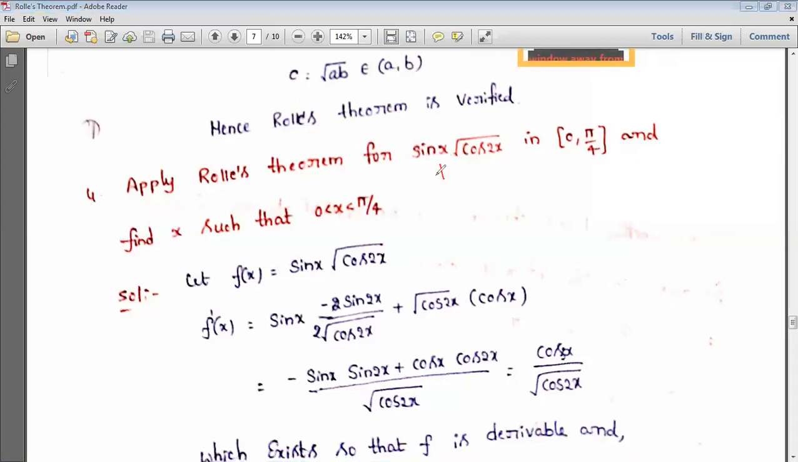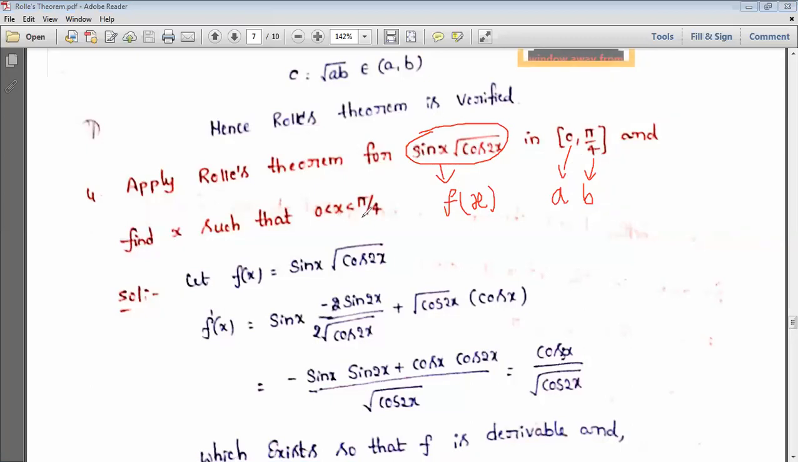Simply we'll choose f of x is equal to sin x into square root of cos 2x. This is the function we are choosing, and the interval is a equal to 0 and b equal to pi by 4. So f of x is equal to sin x into square root of cos 2x, a equal to 0, b equal to pi by 4, and find x such that 0 less than x less than pi by 4.